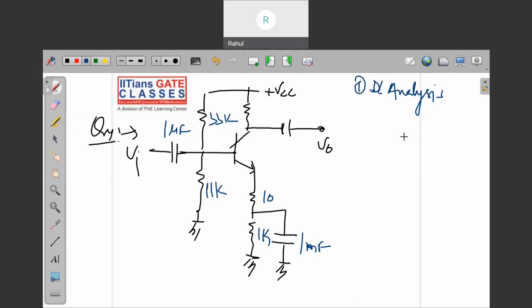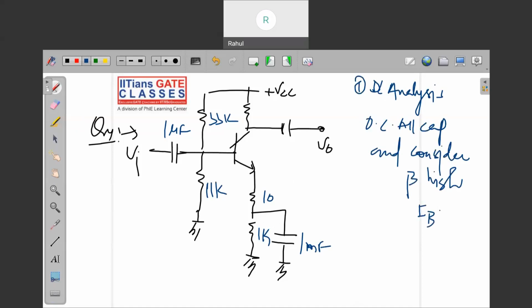The first is DC analysis and you need to find IC. There is no beta given, so you can say beta is high. Open circuit all capacitors and consider beta high, so neglect IB, equal to 0. This is the concept.